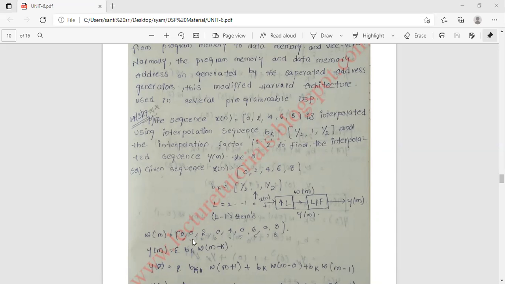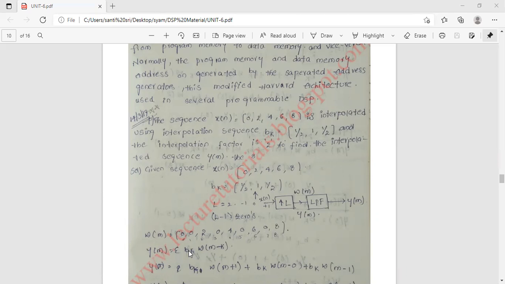Okay, so it will become 0 0 2 0 4 0 6 0 8. Why? Because x of 0 is 0, x of 1 is also 0, x of 2 is 2, x of 3 is 0, x of 4 is 4, x of 5 is 0, x of 6 is 6, x of 7 is 0, and x of 8 is 8.